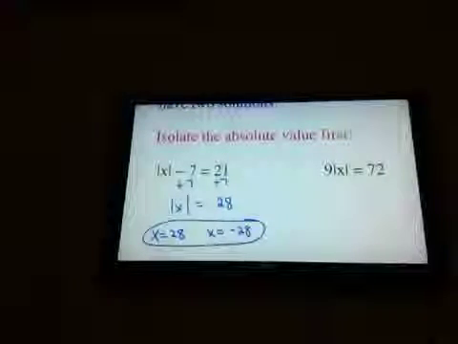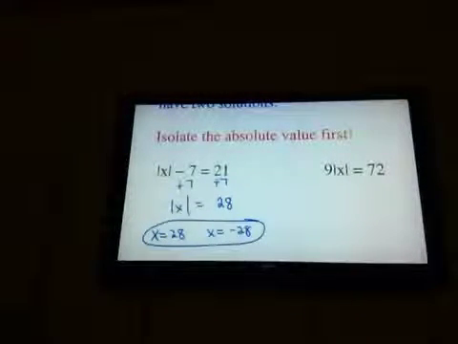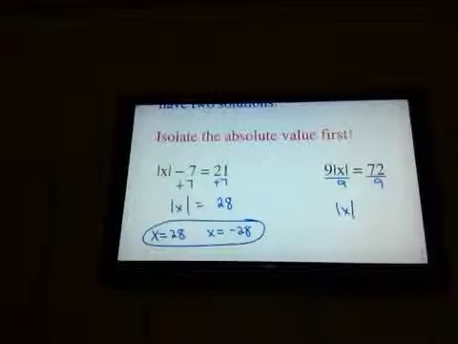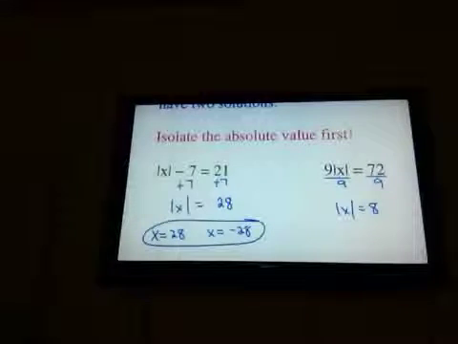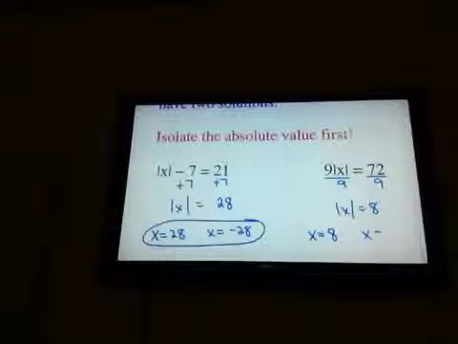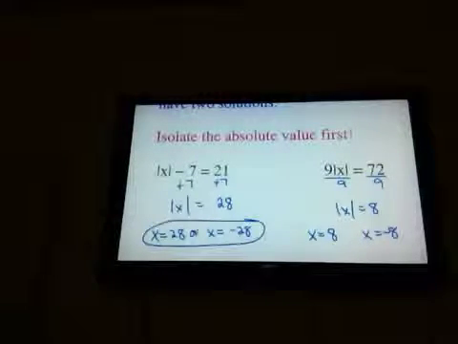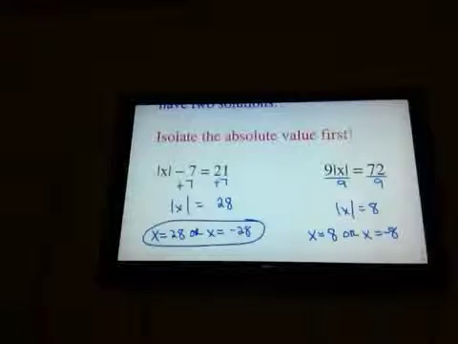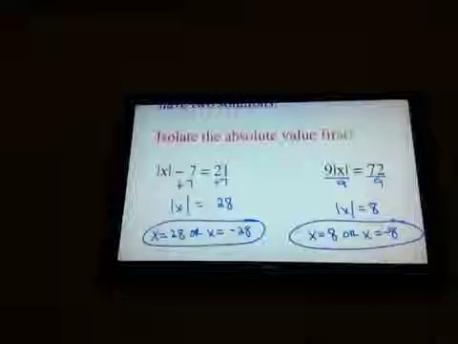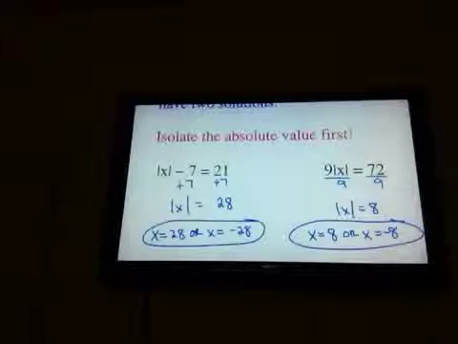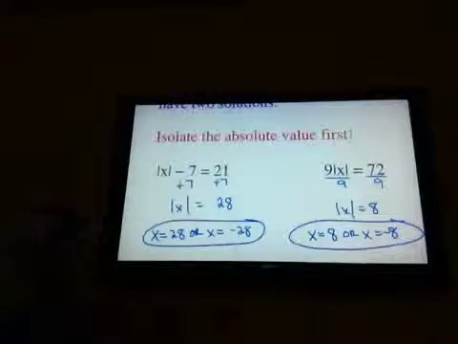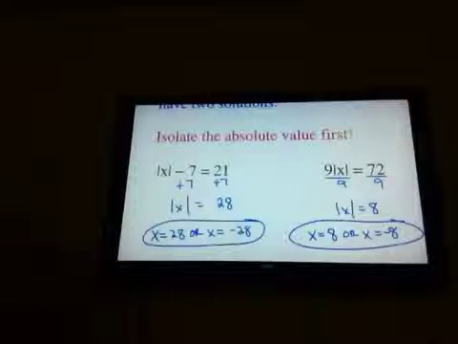Next question. This is 9 times the absolute value, so I'm going to divide by 9. So the absolute value of x equals 8. That means that x, what's in that absolute value, is 8, or x is negative 8. And actually, I should write the word or there. I won't take off for it, but really, you should. So once the absolute value is by itself, I take it out of the absolute value, and I set x equal to 8, and then I set x equal to negative 8.